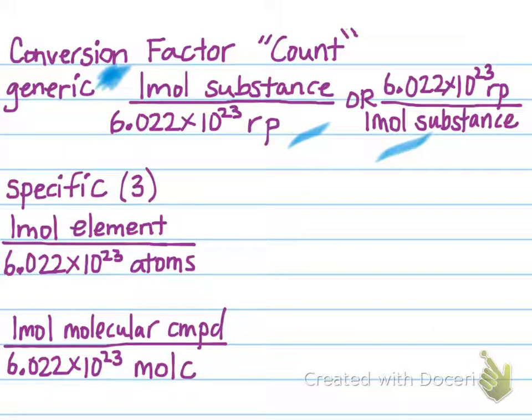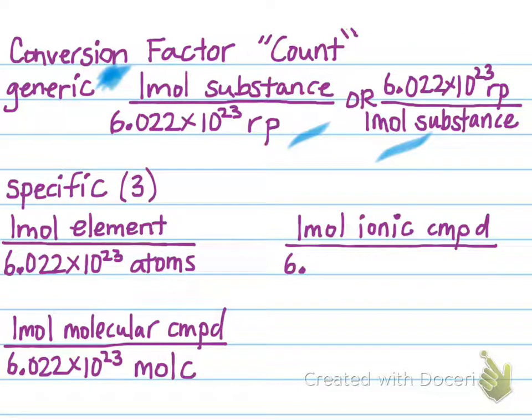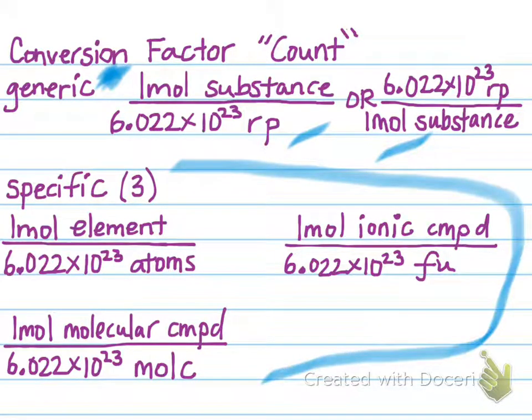And our third substance was ionic compound. So 1 mole of ionic compound over Avogadro's number again. This time, our representative unit, remember, is a formula unit. So, what most people choose to put on their index card are these 3 specific tools rather than the generic one, because this way you don't have to remember what those 3 substances are.